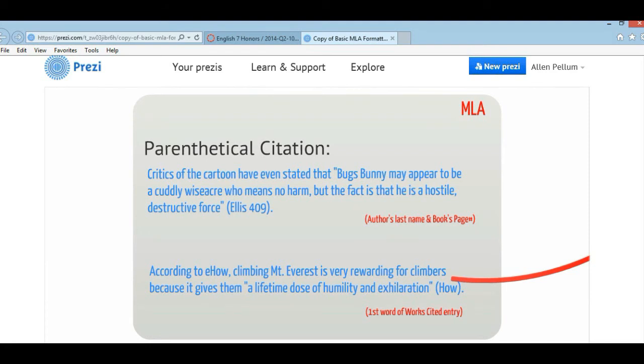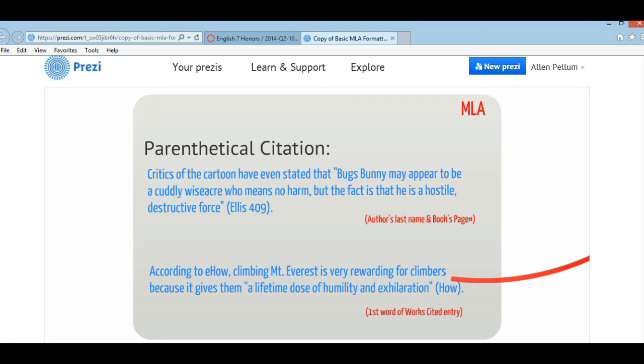So the next thing we need to see is parenthetical citations. I want to look more closely at parenthetical citation. Parenthetical citations are just a fancy word for saying in-text citation. So basically, as you're writing, you'll use a direct quotation and you will put in parentheses the author's last name and the book's page number. Or if you don't have an author or page number, as in the case of many websites, you'll just put the first word of the website title, as in the case of how.